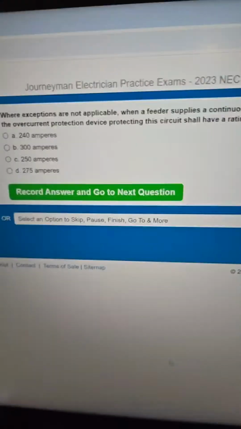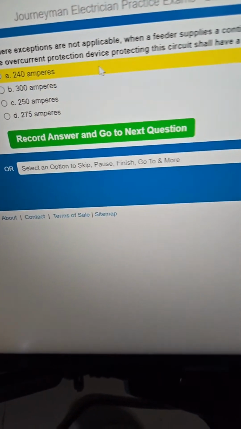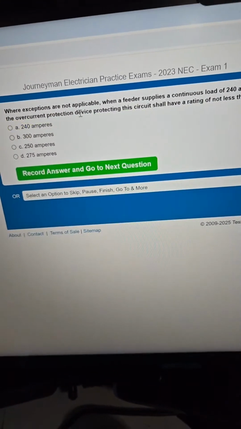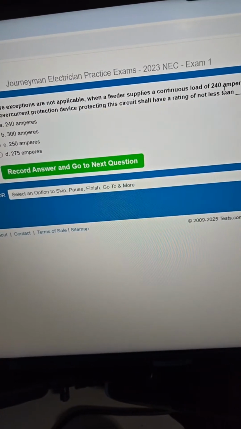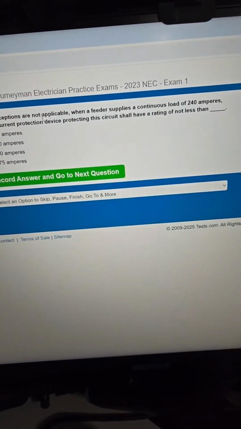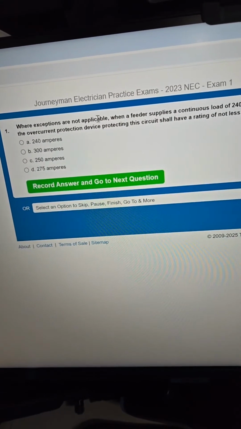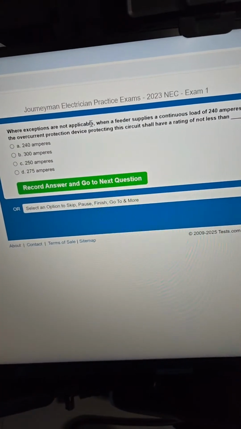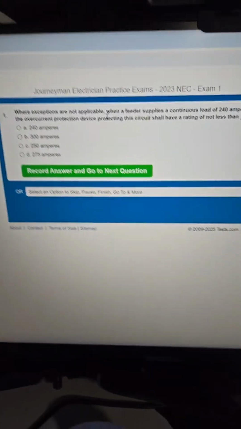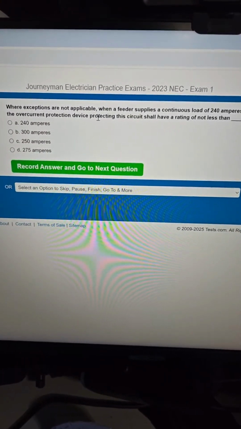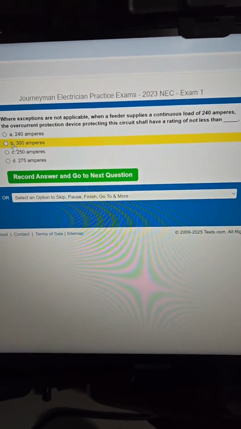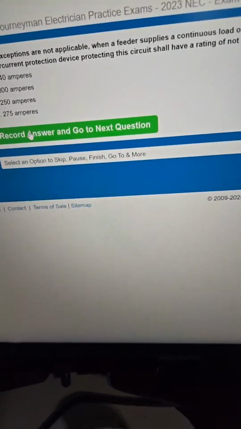Starting the test. The exception is not applicable when the feeder supplies a continuous load of 240 amps. The overcurrent protection device protecting the circuit shall have a rating not less than. Okay, so continuous load, we're going to multiply by the exceptions. What are we looking at right now? I don't know the answer to this one, guys. Damn, I don't know the answer.